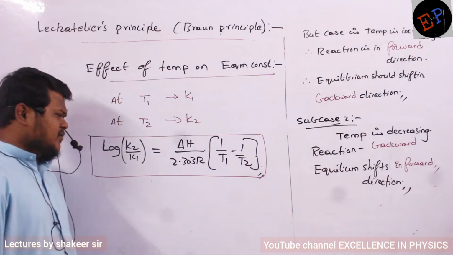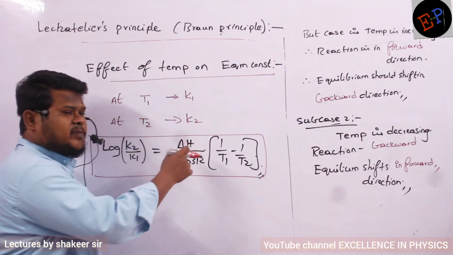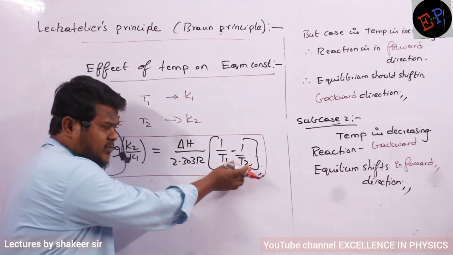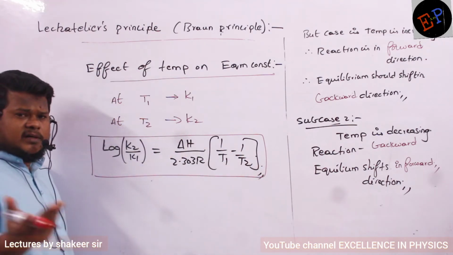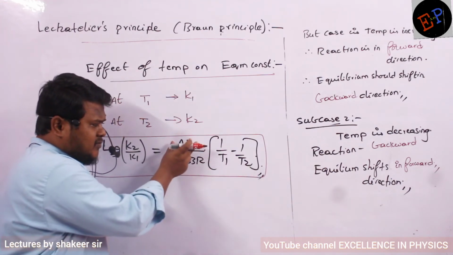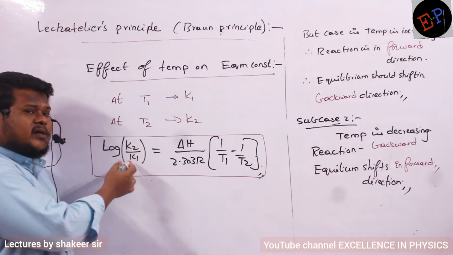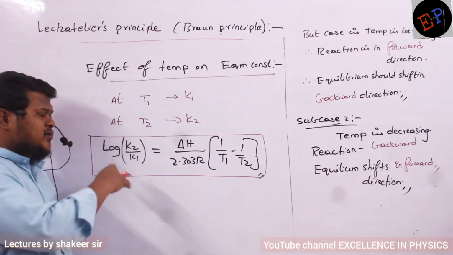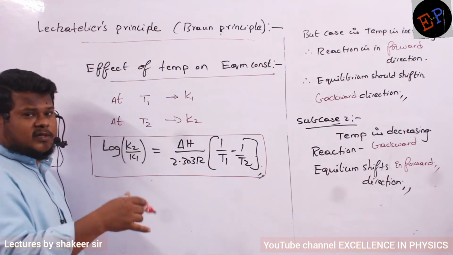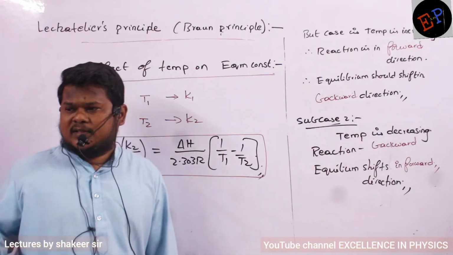Now, here again we have two cases. Already we discussed two cases, no? Delta H may be positive, delta H may be negative also. Similarly, temperature may increase and temperature may decrease also. Both cases are possible. Now, depending on how temperatures are changing and whether delta H is positive or negative, we can decide whether K2 value is bigger when compared to K1 or K1 is bigger when compared to K2. If K2 is bigger, it means equilibrium constant is increasing. If K2 is less than K1, then it means that equilibrium constant value is decreasing.